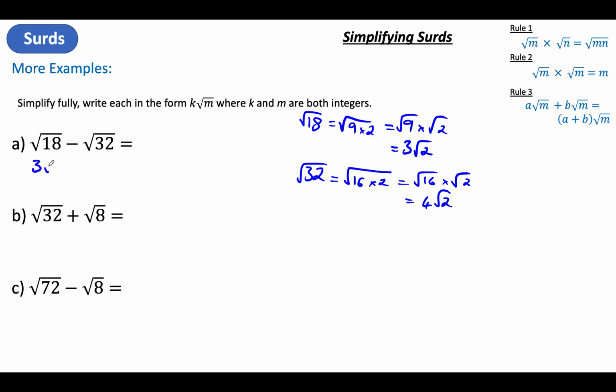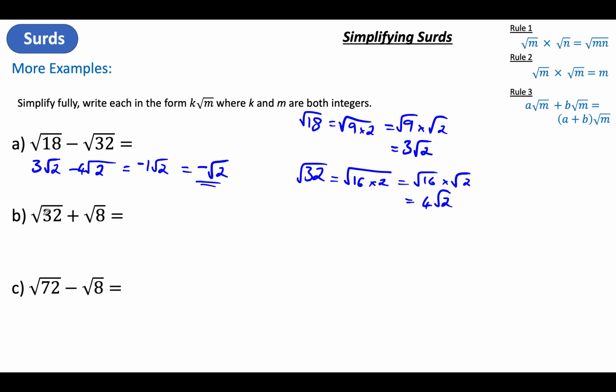Right, so this sum, let's write it underneath. Root 18 is the same as 3 root 2. And root 32 is the same as 4 root 2. So I'm doing 3 lots of root 2, take away 4 lots of root 2. Oh, this is a tricky one to start with. We've got negative 1 lot of root 2. But of course we don't write the 1, so really the answer here should just be negative root 2. Okay, that's a tricky little example to start with, isn't it?